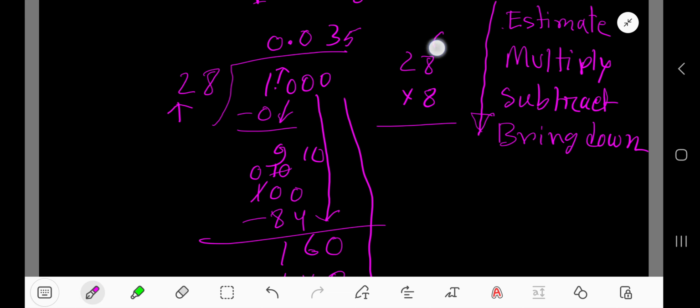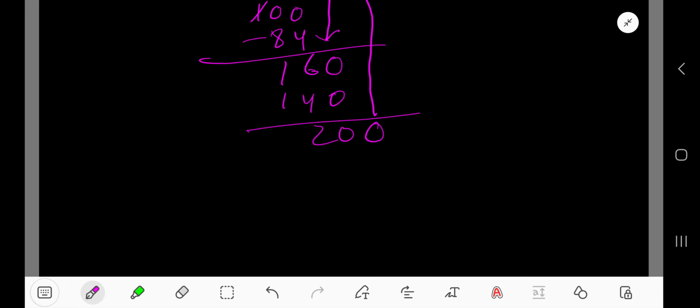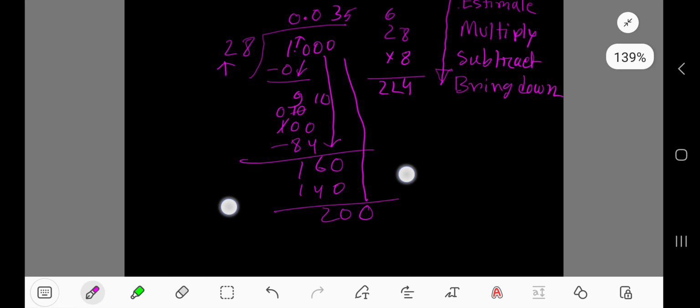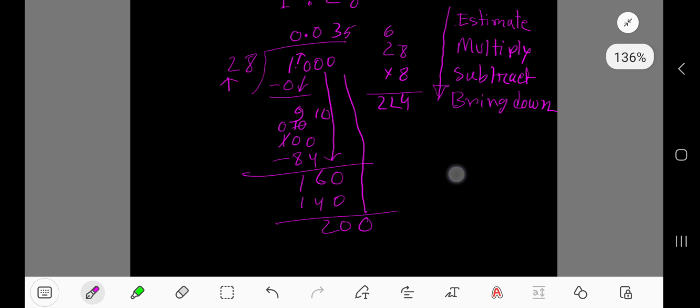8 times 8, 64, write 4, then carry 6 to the next column. Then 8 times 2, 16, 16 plus 6, which is 22. 224. We exceed this 200. So our estimation of 8 is not correct. Let's reduce it to 7. Then what will happen?